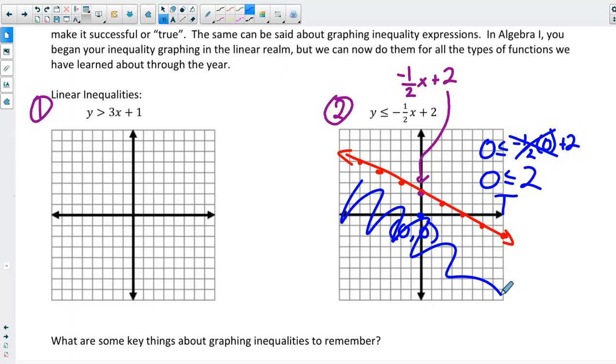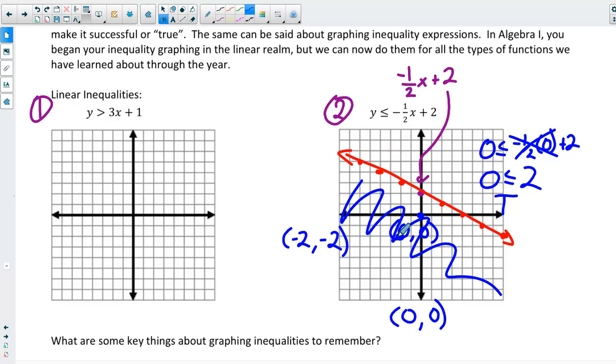Now, we ask you for solution points on your homework. So this was a checkpoint. Is this a solution? Yeah, it was true. Okay. If it is true, it's also a solution point. So if I was asked for a solution, I could say my solution is 0, 0. I could also say a solution is negative 2, negative 2, which would be right there. Anything in the shaded area is a solution.